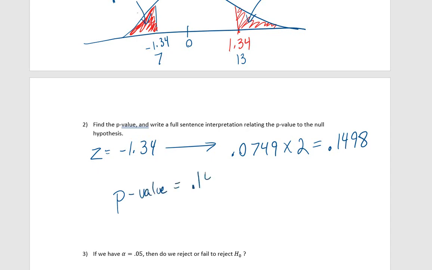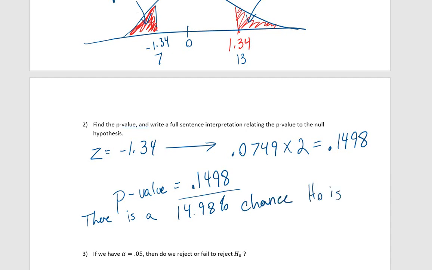So our p-value equals 0.1498. The way that we would write an interpretation of this, given the null hypothesis, is there is a 14.98% chance of seeing this result if H0 is true, given what we saw.